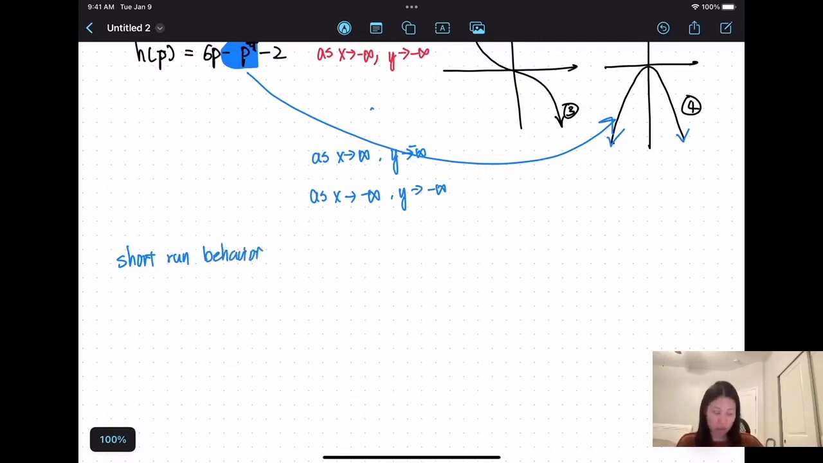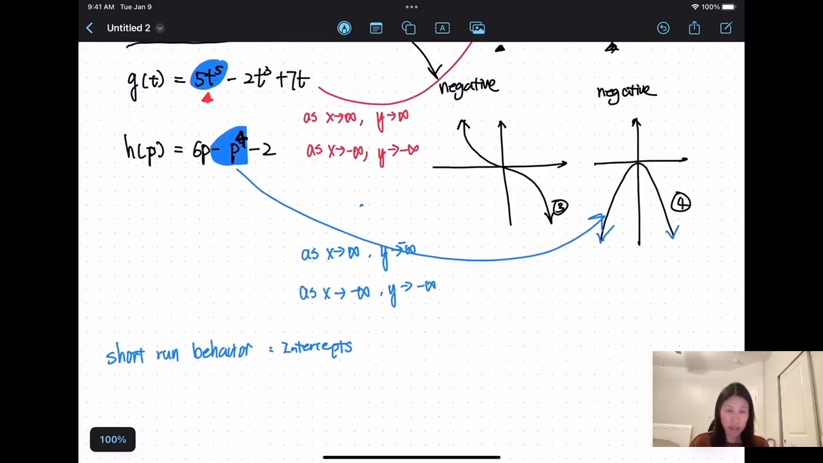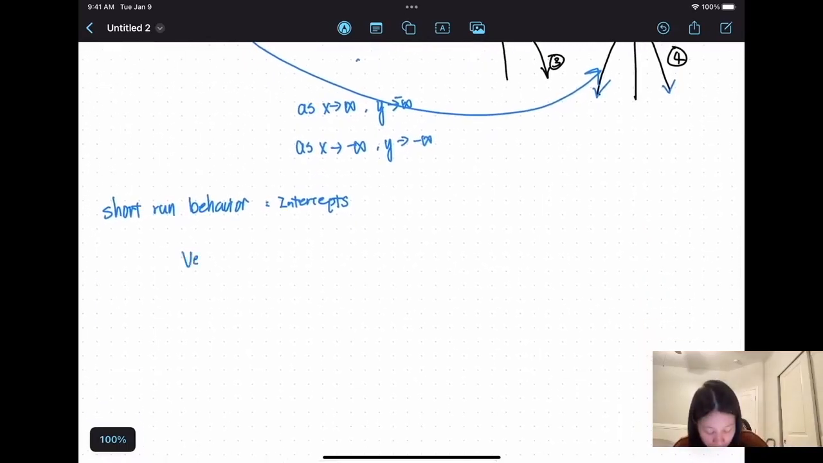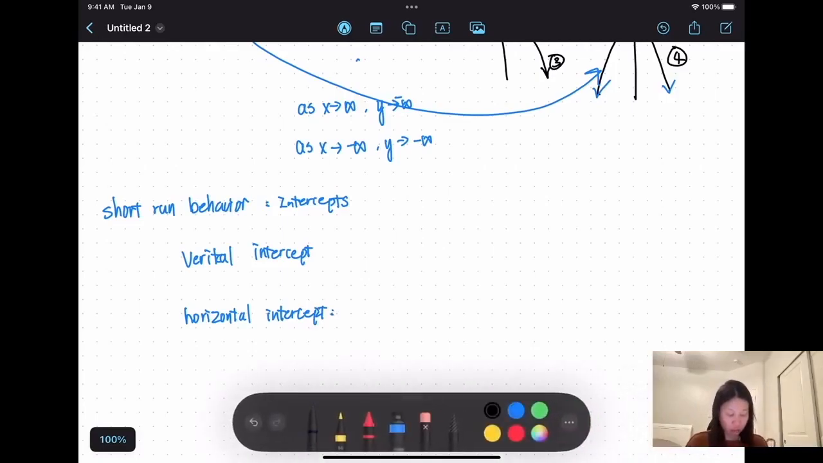So what is a short run behavior of a function? Well, that is intercepts. So we know that we have two axes, the y-axis and the x-axis. An intercept is when the graph intersects with the axis. So that means we have a vertical intercept and the horizontal intercept. The horizontal intercept has different names: it is also called the zeros or the roots of the function. Of course, they also call them the x-intercept and the y-intercept.